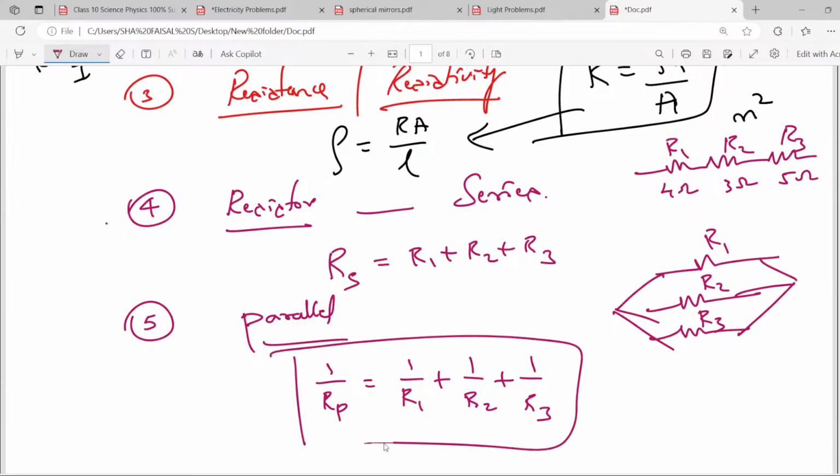So this is the formula to find the total resistance when they are connected in parallel. When the resistors are connected in parallel, the formula is 1 by Rp is equal to 1 by R1 plus 1 by R2 plus 1 by R3.